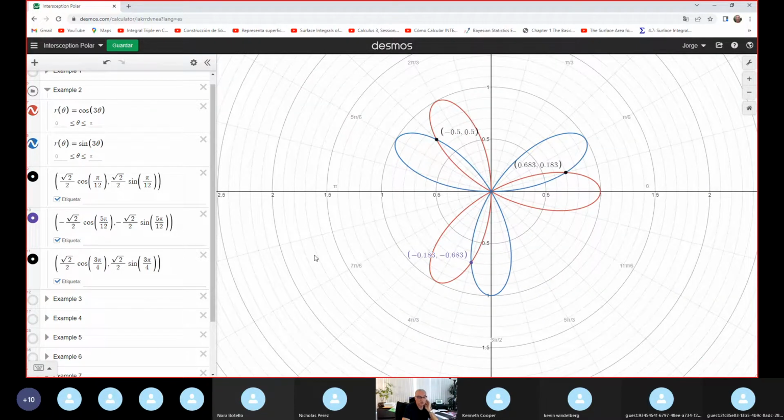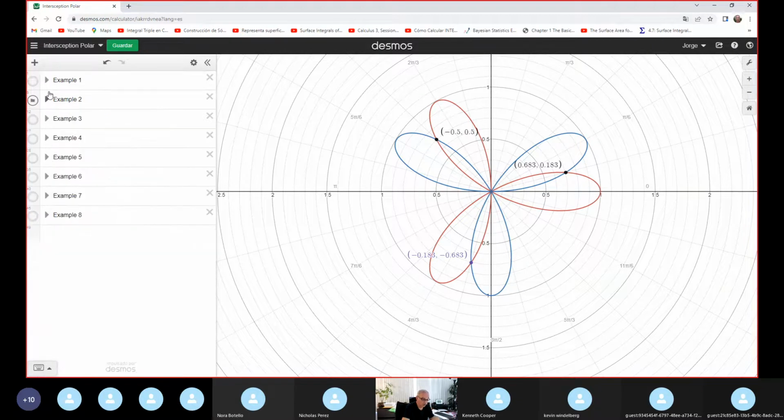And remember the roses: when the number inside is an odd number, 3, 5, 7, the rose has exactly that number of petals. When it's even, it's complicated, because when it's even you have 2 giving 4 petals. But no, too much. Any question in example 2? I brought this example intentionally to illustrate or recall a little bit how you solve the equation.